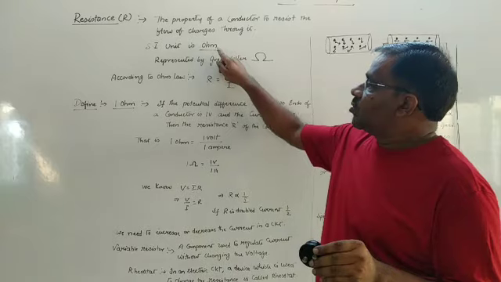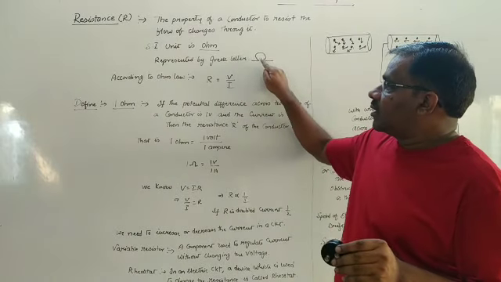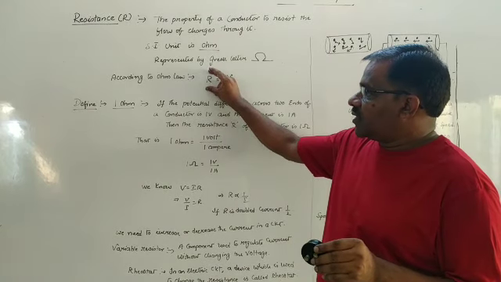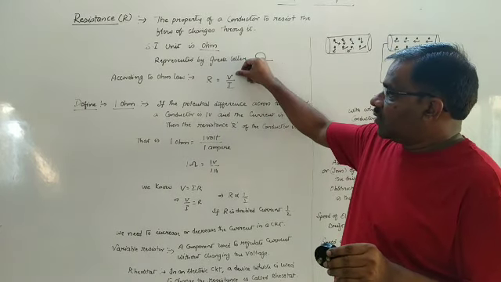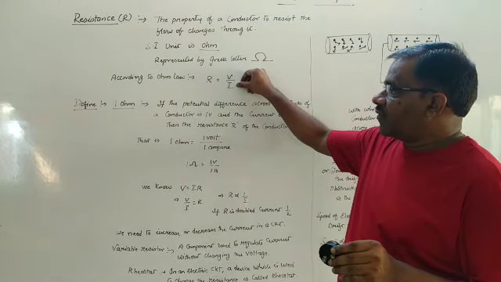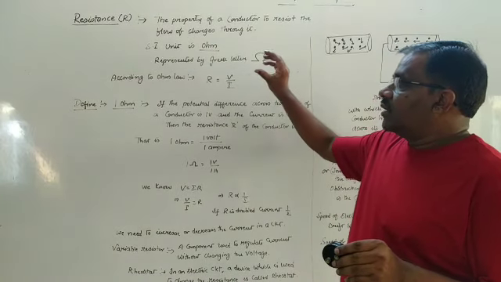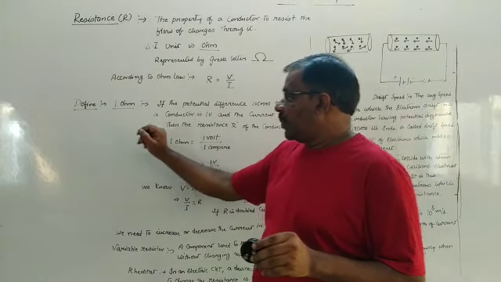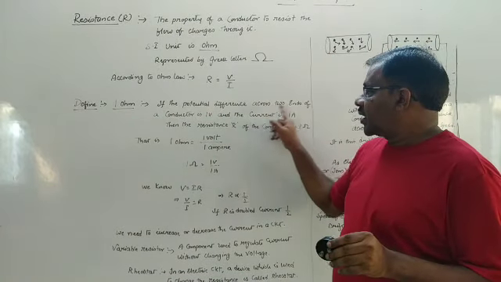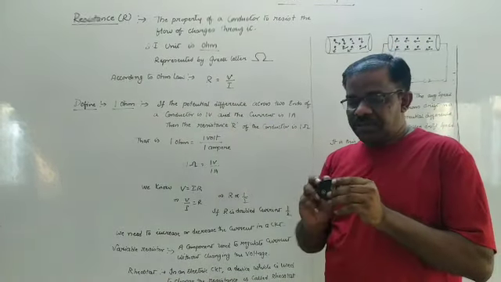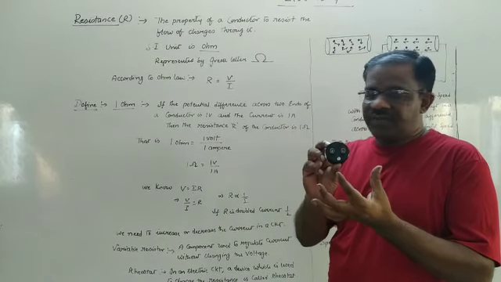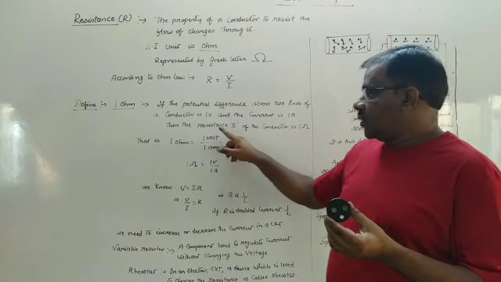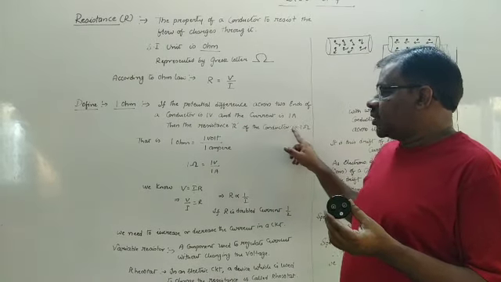The SI unit is ohm, represented by the Greek letter omega. So according to Ohm's law, if I want to find out the resistance of a particular conductor, then I should divide the voltage by the total amount of current. Now when I say resistance is equal to V by I, what is the value of 1 ohm? If the potential difference across the ends of a conductor is 1 volt, that means I am applying a potential difference of 1 volt across this conductor and the current flowing through it is 1 ampere, then the resistance of the conductor is said to be 1 ohm.